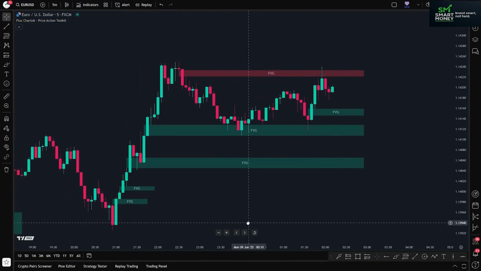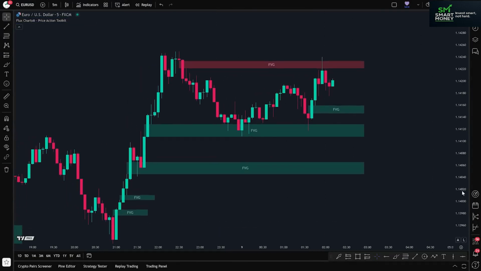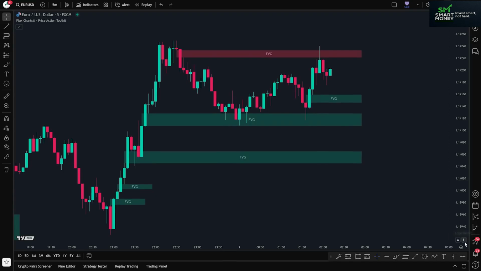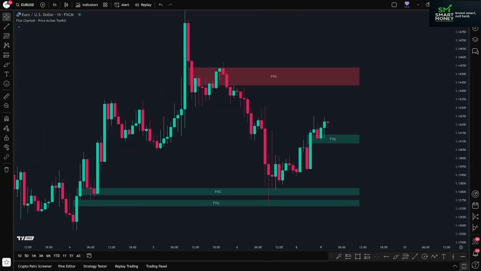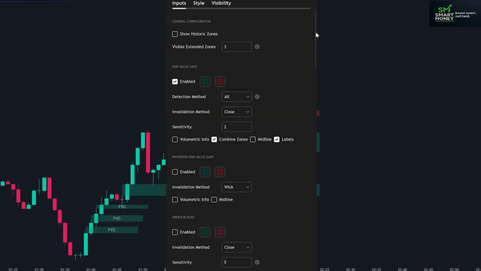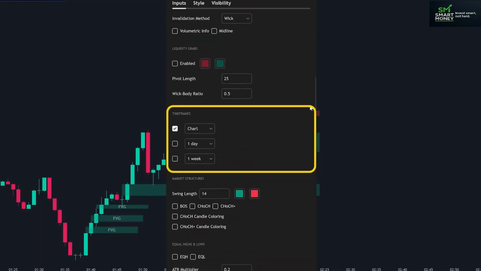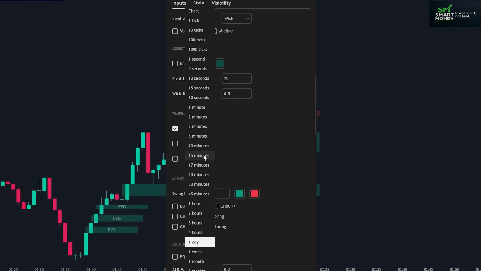As you can see, the indicator does a pretty good job of marking the latest FVGs without making the chart look too messy. If we change the time frame, it adjusts and marks the fair value gaps for that specific time frame. But there's also another option that lets you see higher time frame fair value gaps simultaneously. If I go to the settings and scroll down to the time frame section, I can add another one and apply it to the chart.